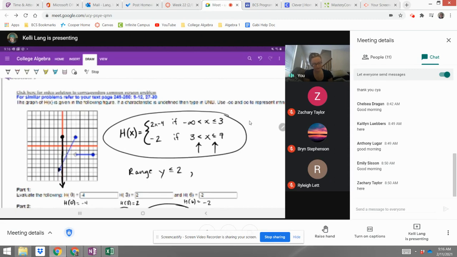Or if we wanted to write this in interval notation, remember you always start at the bottom and go up. This would be A, this would be B for our range. We would start from negative infinity all the way up to 2, and 2 would be included. I notice people getting this mixed up with range a lot. Be careful of that. You always start low and then go high.